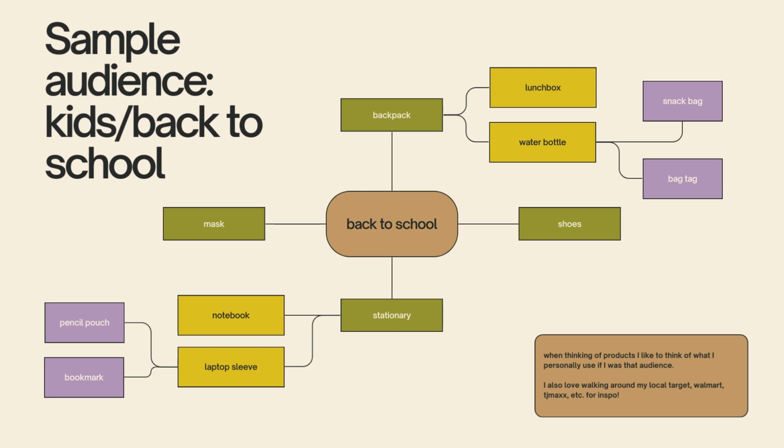So for back to school, that could be stationery, whether it be a notebook, a laptop sleeve, or even a pencil pouch or a bookmark. It could be a face mask, or shoes, or a backpack, and then maybe some items that might go in that backpack, like a lunchbox or a water bottle or a snack bag or a bag tag that's going to have your kid's personal information on it for school checkout or in case their stuff gets lost.